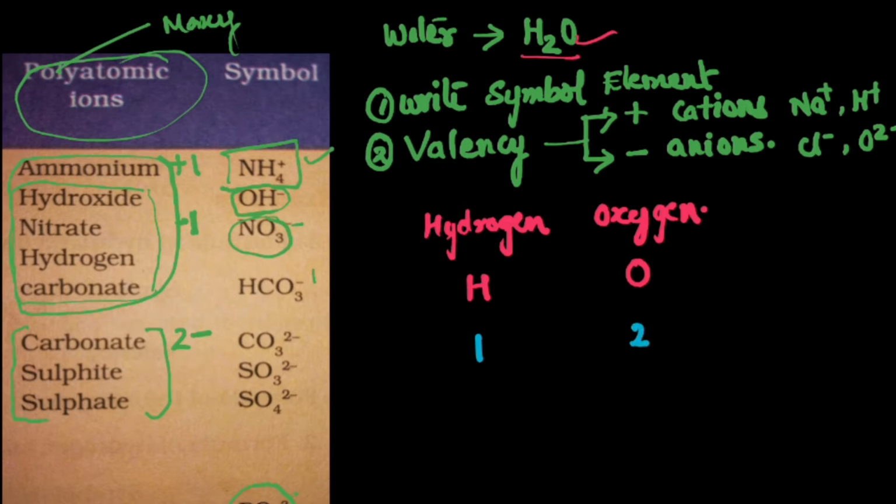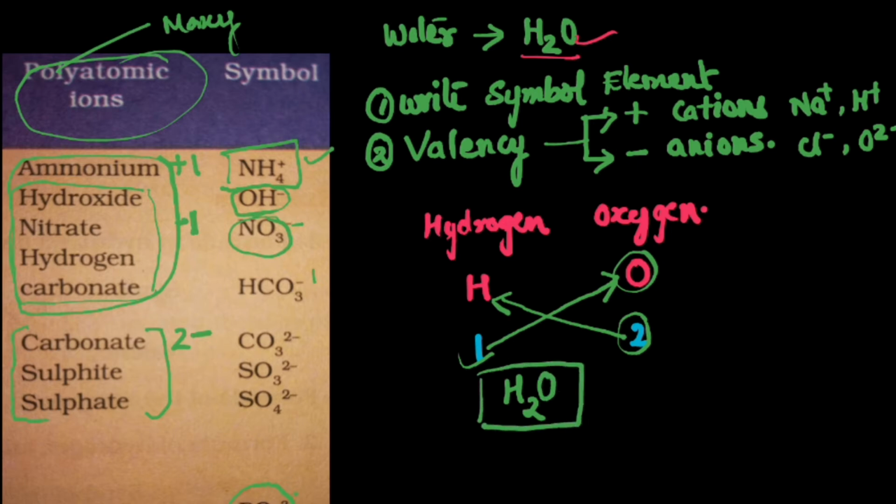Okay, now the next step is to cross this valency. Whatever valency you have for hydrogen, you need to cross with oxygen. And whatever is for oxygen, you need to cross with hydrogen. So what will be the formula now? The formula we get is hydrogen: how many hydrogens? 2 hydrogens, H2. How many oxygens? 1 oxygen, right? O. So this is the formula for the water molecule.